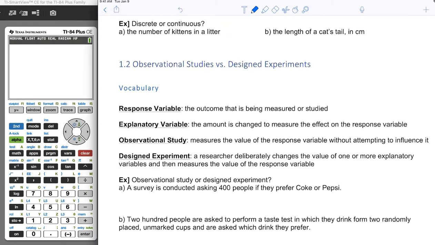So we're going to furthermore classify quantitative variables as discrete or continuous. So part A, the number of kittens in a litter. That is something that you would count, so we would consider that to be a discrete random variable. Part B, the length of a cat's tail in centimeters. That is something that you would measure, and decimal values would make sense, so we would call that a continuous random variable.